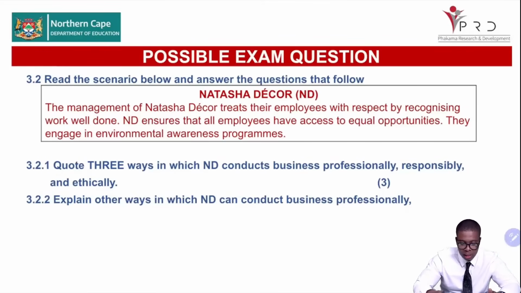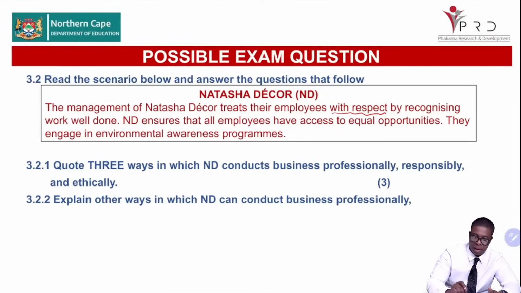So we have Natasha Deco, and the management of Natasha Deco treats their employees with respect by recognizing the work well done. Wow, this is a company that I would truly appreciate to work in, because it would appreciate the work that I'm doing well. Then another one is that ND ensures that all employees have access to equal opportunities. So what does it mean there? It means employees are given equal opportunities in that same business. Wow, Natasha Deco is doing very well.